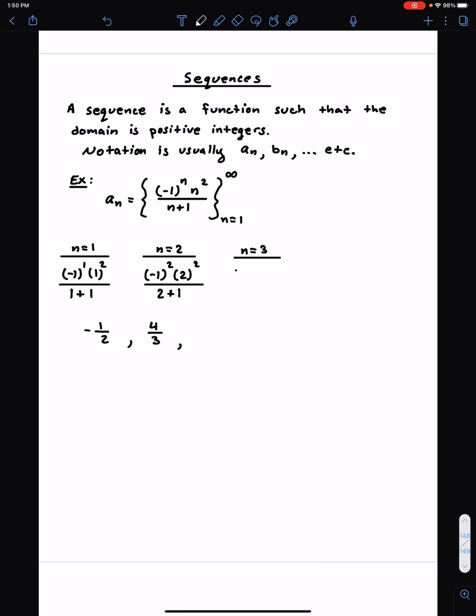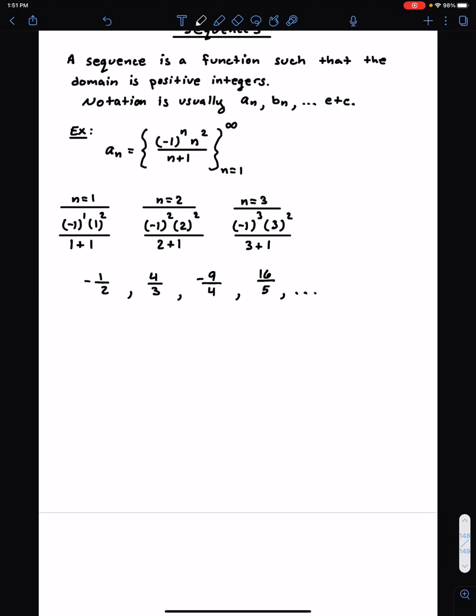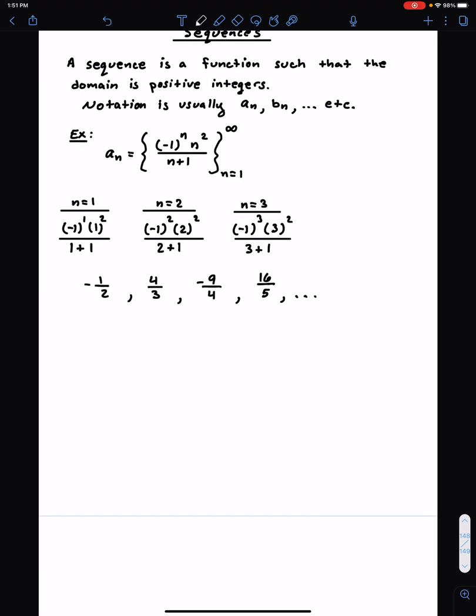When n is 3, negative 1 cubed, 3 squared, divided by 3 plus 1, or negative 9/4. When n is 4, 16/5, and that pattern continues. So the alternating sign is some negative 1 to some power n.